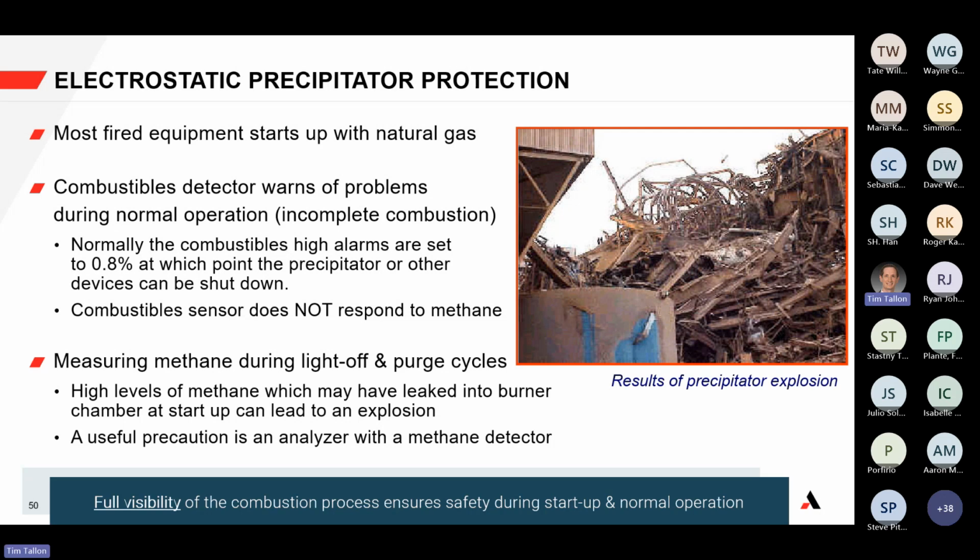So really, I mentioned those four important critical measurements. It really comes down to the full visibility of the combustion process to ensure that there's safety during startup and normal operation. So, mentioned before, but just reiterating it again, the importance of having the full visibility of the combustion process.